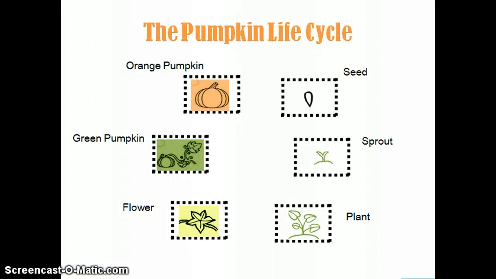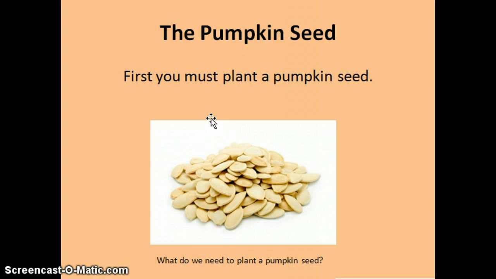This is an example of the pumpkin life cycle. We are going to cover the different stages of the growth of a pumpkin. So first off, let's start with the pumpkin seed. This is the first step, and before a pumpkin can grow, we must plant a pumpkin seed. So what do we need to plant a pumpkin seed? Certain things that we need would consist of water, sunlight, and fertilizer or dirt. We would get the seed, we plant it into the dirt as we water and provide sunlight daily.